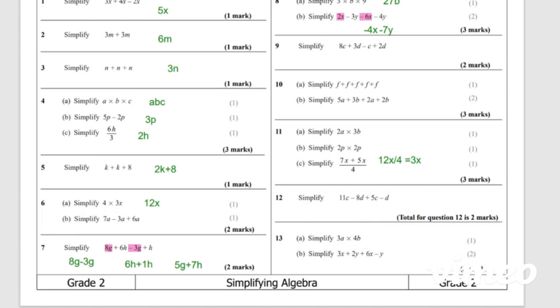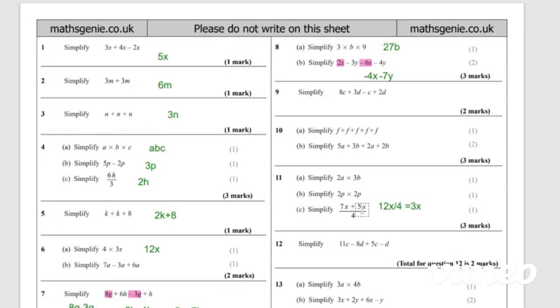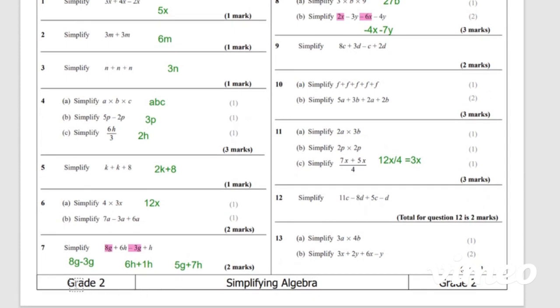Okay, I think that covers all bases on simplifying algebra. Just a simple way of doing it, collecting like terms. And this is only grade 2.